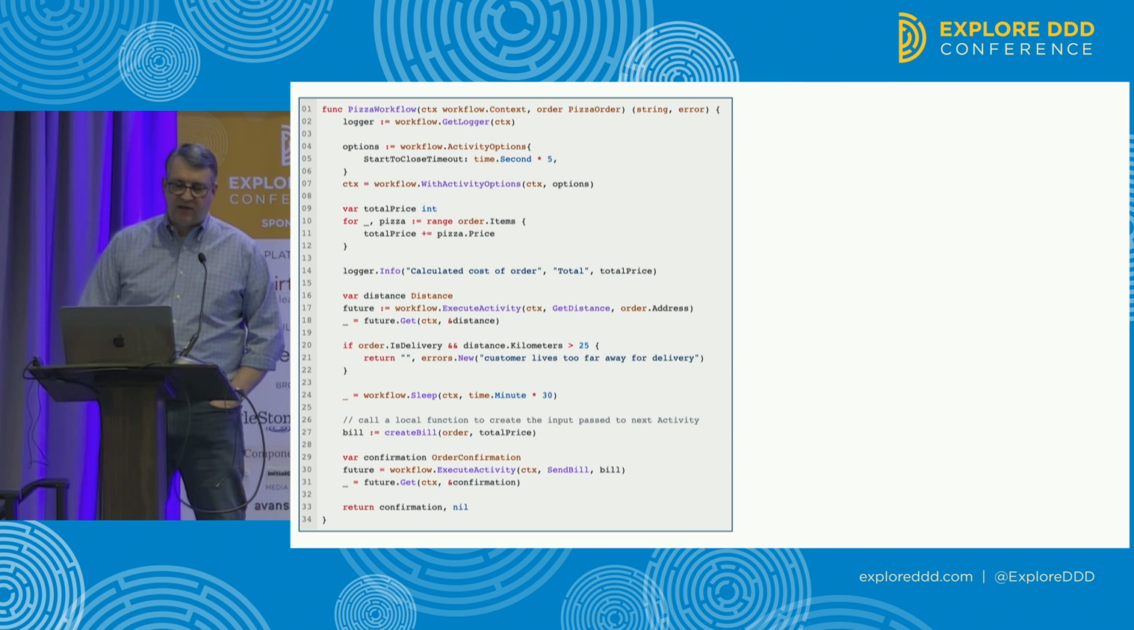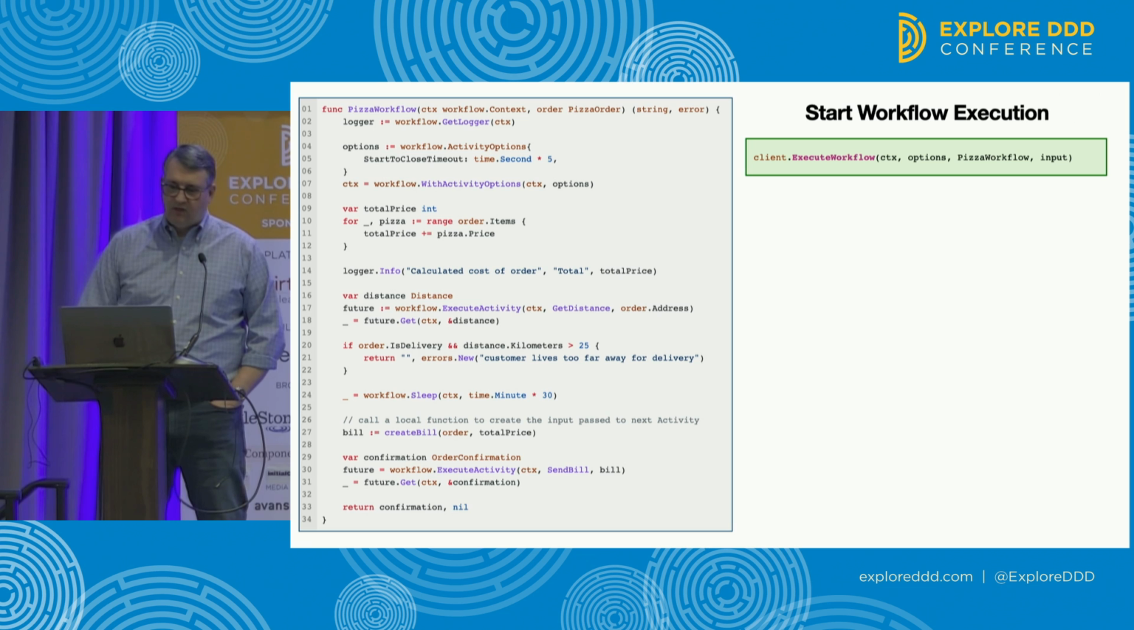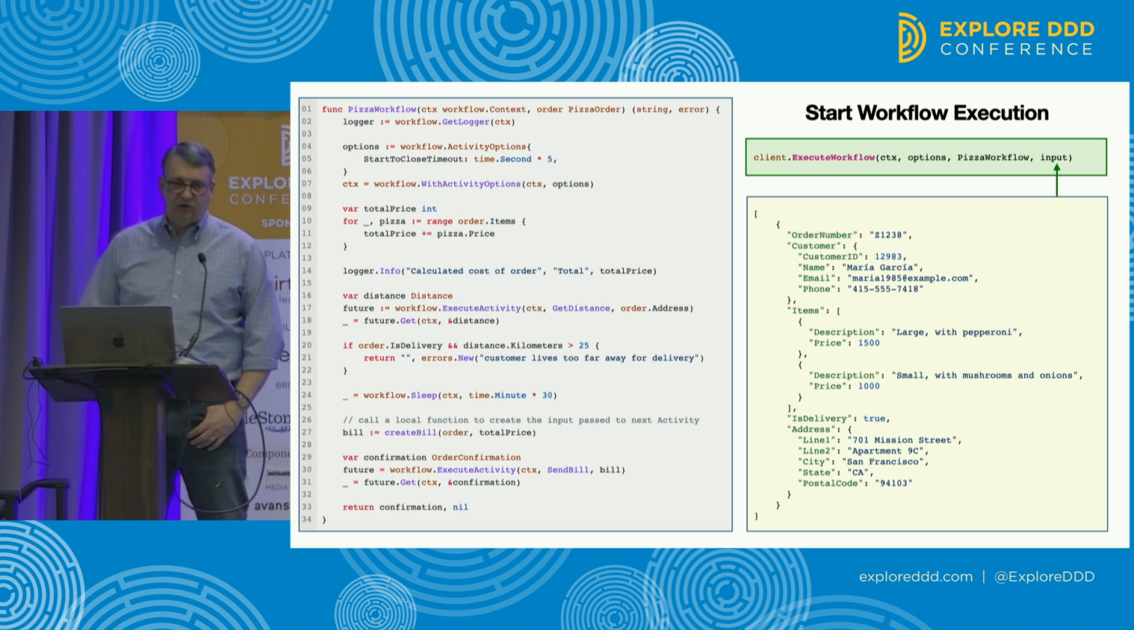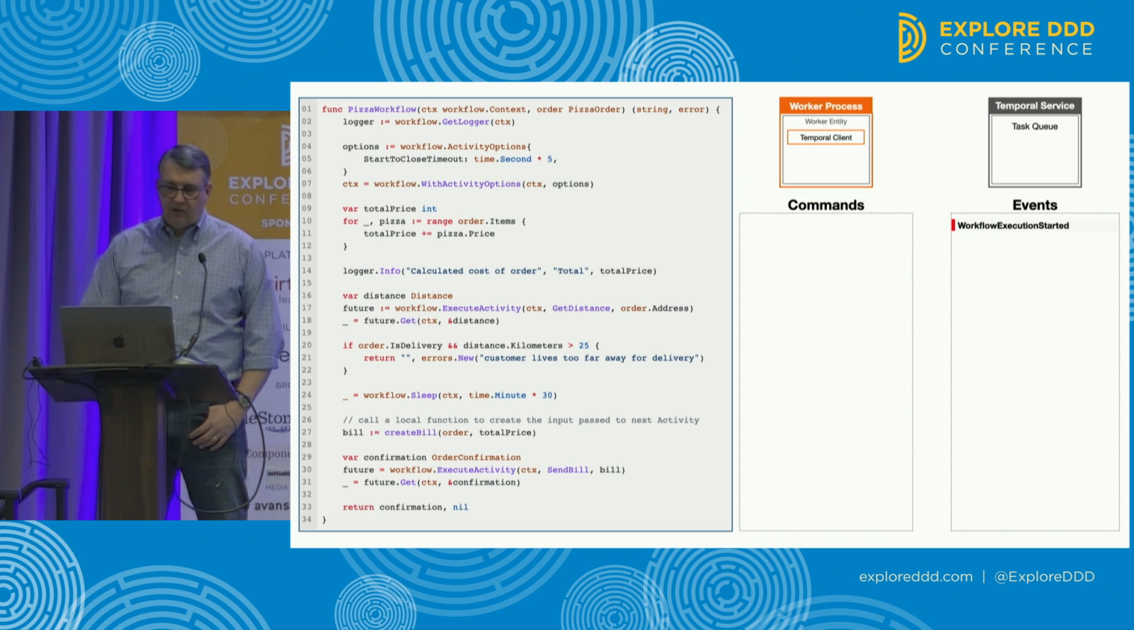So here's how the history replay works. We start the workflow execution by calling, with a temporal client, the execute workflow function, and we pass in the input data and we tell it what workflow we want to run. So pizza workflow is the one we want to run, and we give it the input. The input, here it's rendered in JSON format, and so that is what gets passed. And when that happens, the temporal service, after receiving that request, it logs an event, workflow execution started. So this workflow has now begun.